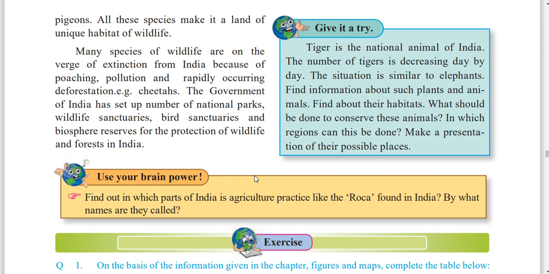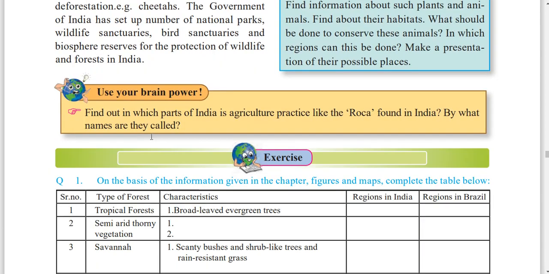Use your brain power. Find out in which parts of India is agriculture practiced like the roca found in India. By what names are they called?